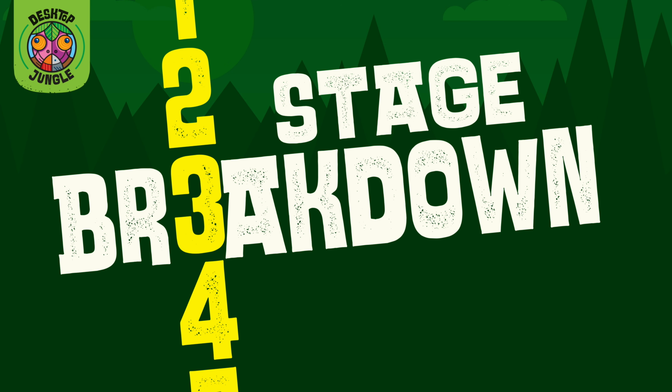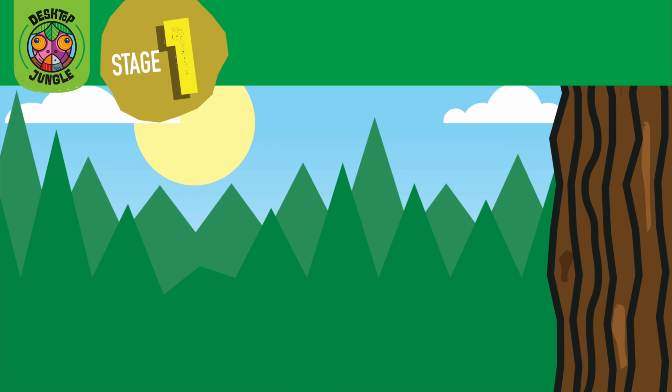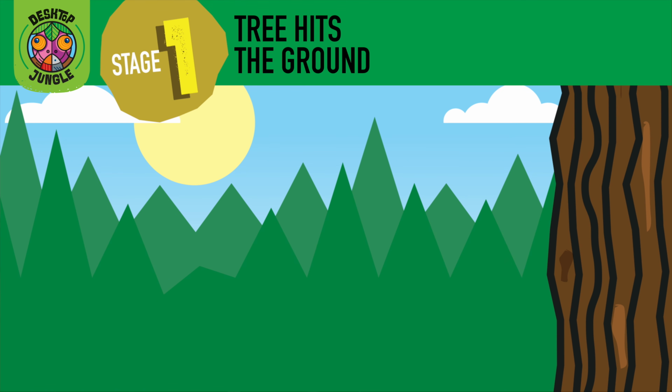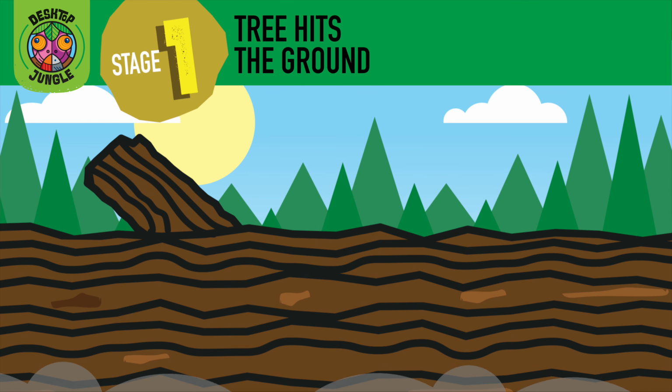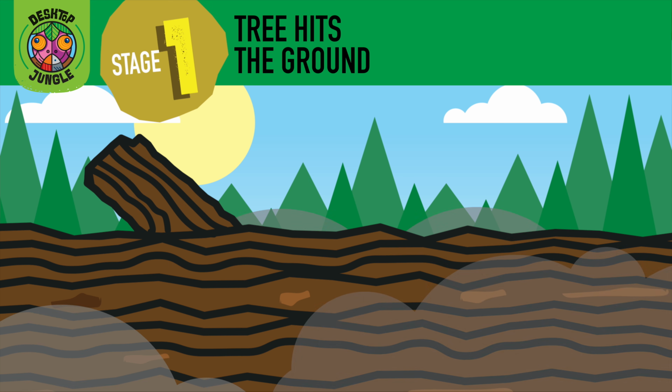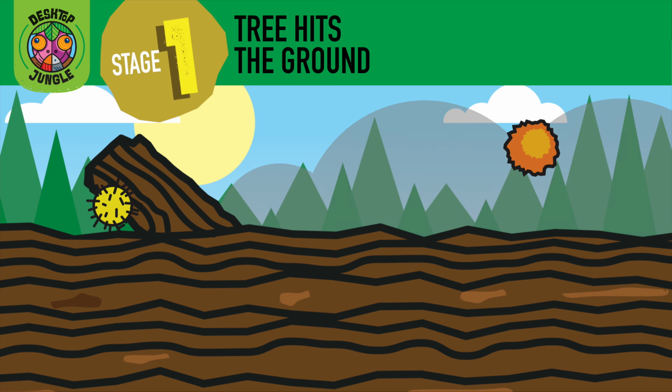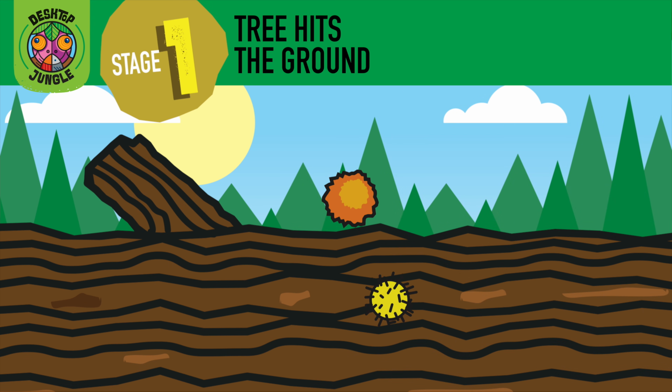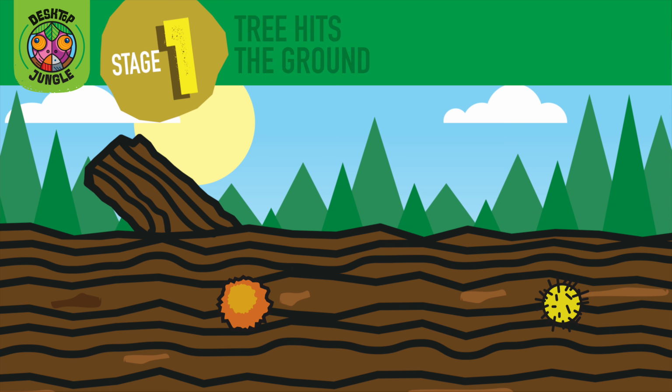These stages are incredibly, beautifully, amazingly complex, but I'll break it down without getting too deep. Stage 1, the tree hits the ground. When a tree falls, bark cracks, wood fractures, and moisture moves in. Spores and microbes arrive through the air, through rain, on insects, and through soil contact.